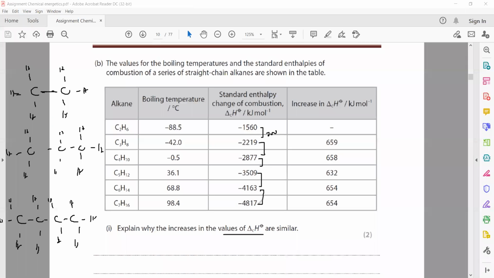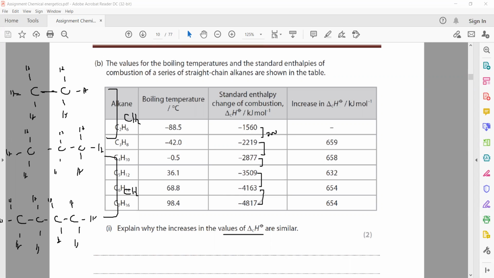Because we are explaining the reason for the similarity in the enthalpy change of combustion, what is the reason for that? When you check, you will find each member has the same difference of CH2. So as each member differs by CH2, there is the same number of bond differences between successive members, so the bonds broken and made are the same, and that is why almost the same amount of energy change occurs.